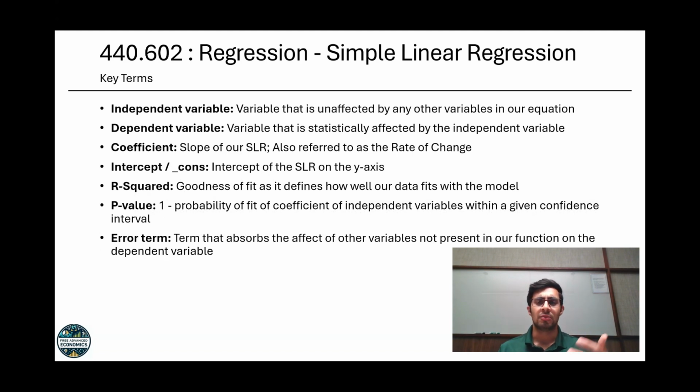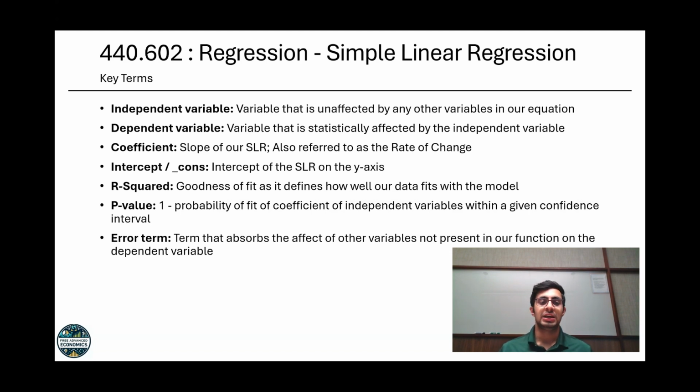Intercept. Now, this is also commonly written as underscore cons, and this is commonly in Stata. It is the slope intercept of the simple linear regression on the y-axis. R squared, written as r to the power 2, but it is not really a squared value. It is calculated in a different way, but nonetheless, r squared defines the goodness of fit. How well does your model fit with the data that is available? P value is essentially a representation of how good your model is in terms of interpretation and predictability on a statistical level. Lastly, you've got the error term.